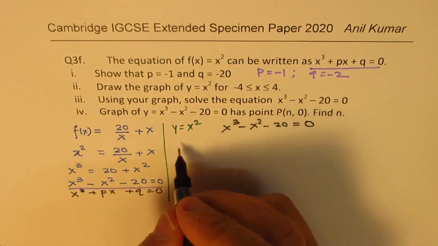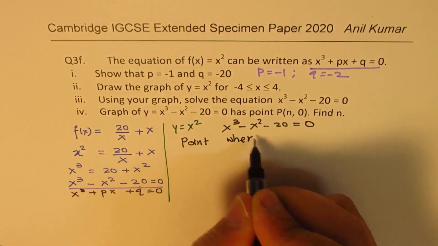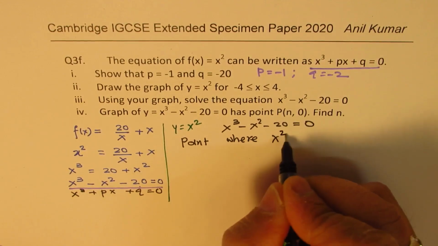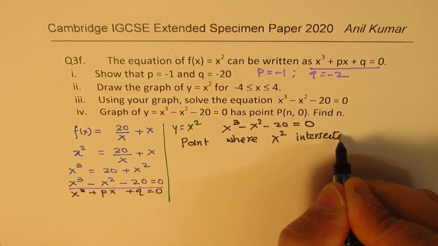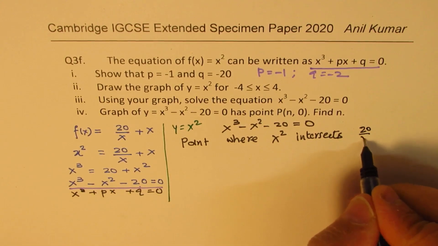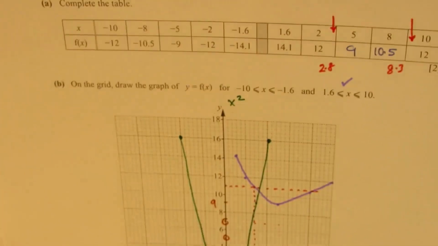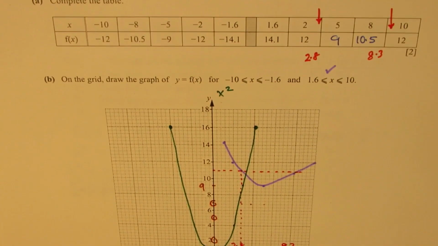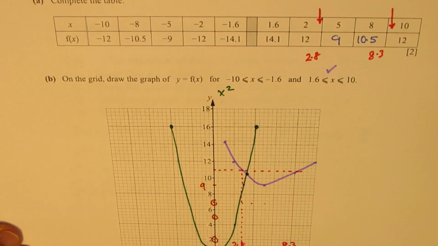Well, how did we get the graph? So this is a point where x squared intersects the original function, which is 20 over x plus x, correct? So from the graph, we'll find that particular point, right? So let's get back to our graph and we'll locate the point where they intersect. So this is the point where they are intersecting. So that becomes the solution, right?